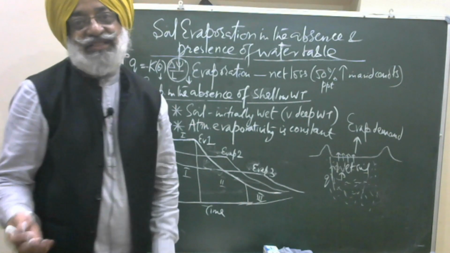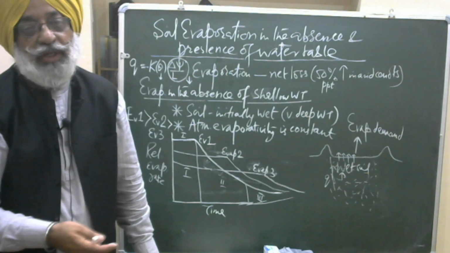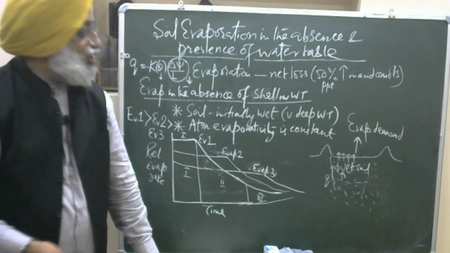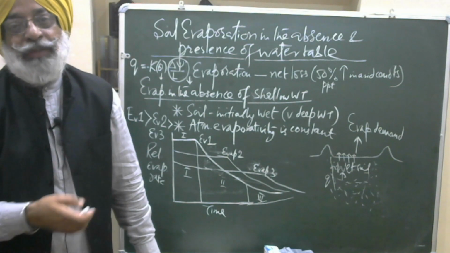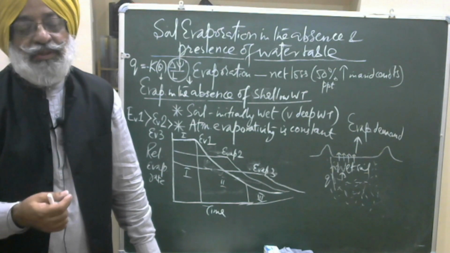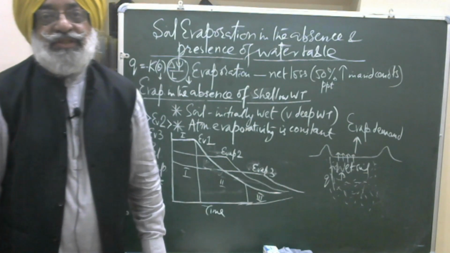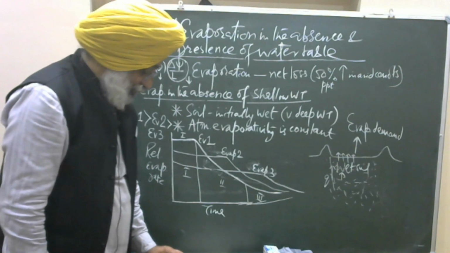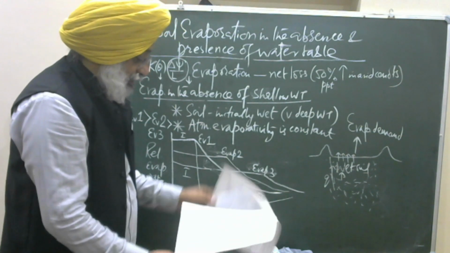And stage 3, as I told you, it doesn't matter whether the soil texture or whatever it is, because in stage 3 water mainly moves in the vapor form, and vapor movement of water is negligible, so we generally don't consider this. So this is how it goes on in the absence of a shallow water table.